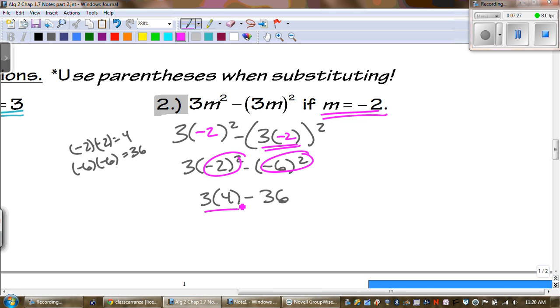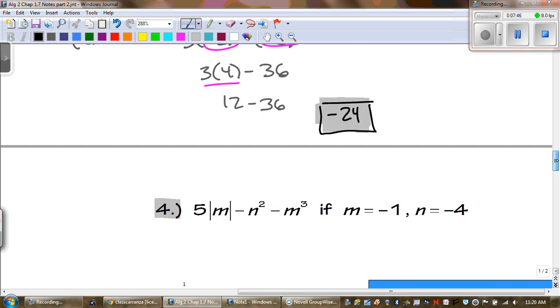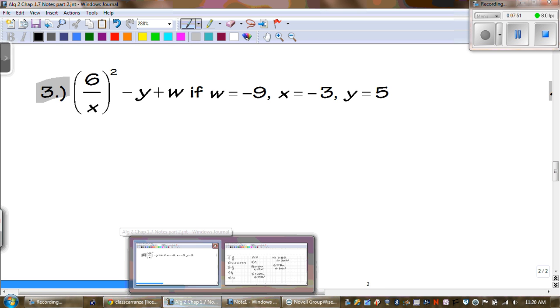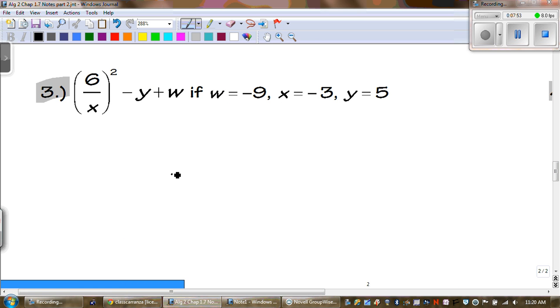Okay. 3 times 4 gives us 12. And then 12 minus 36 is the last thing that we had to do. 12 minus 36 is -24. Okay, let's go ahead and flip it over. Number 3. So let's do the same thing. We have to substitute.